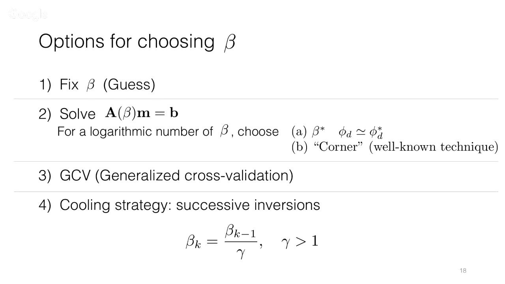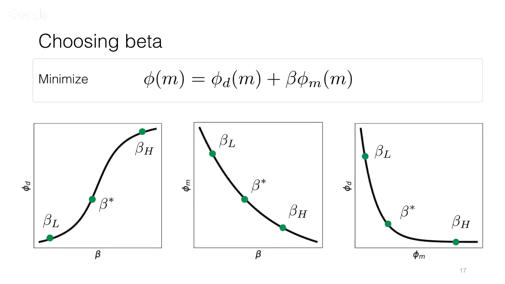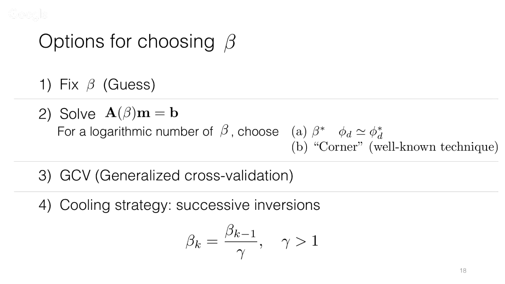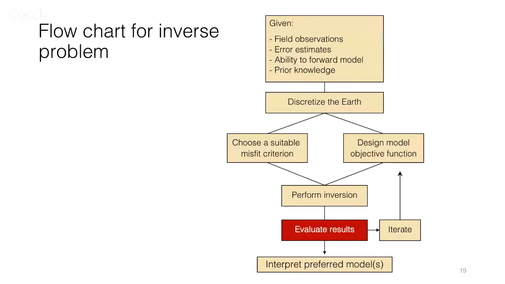We're going to start with a high beta, up here, and then we're just going to cool beta, and we're going to quit when we're good enough. So that's what we mean by the cooling strategy. And then we're going to evaluate the results.